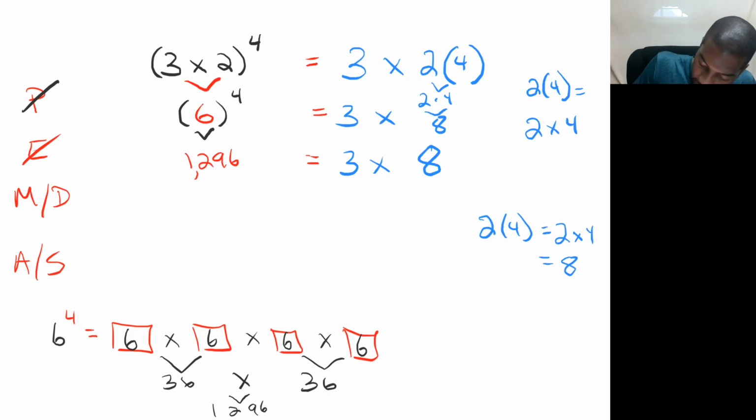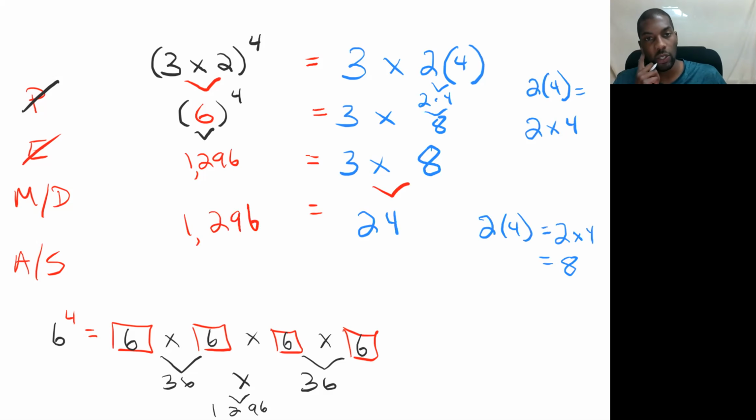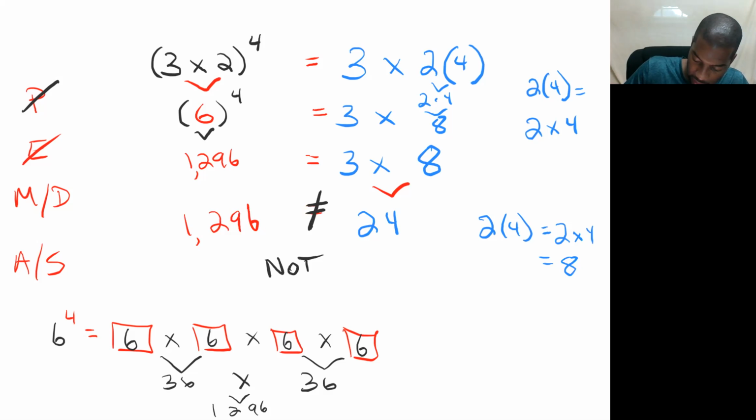Now I just do my multiplication because that's all that's left. 3 times 8 is 24. Well, you don't have to be a genius to see that 1,296 is in fact not equal to 24. I draw my line through my equal sign. These two are not the same, therefore they are not equivalent.